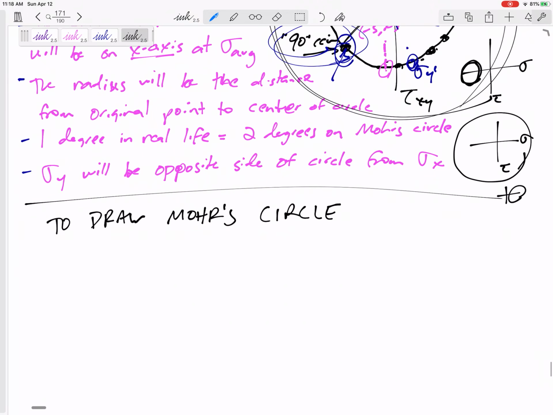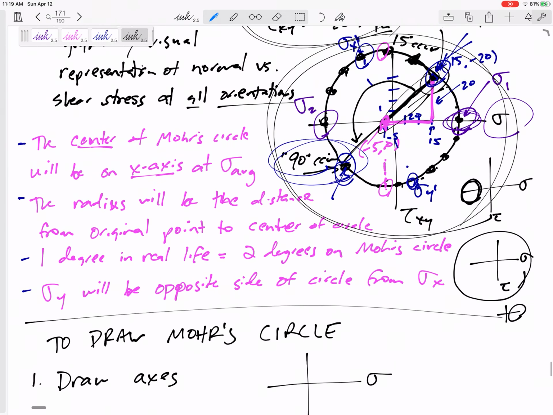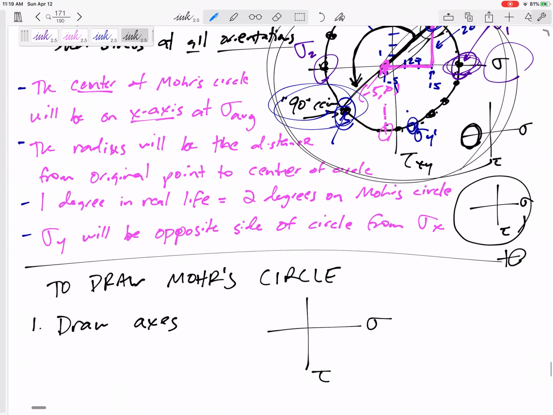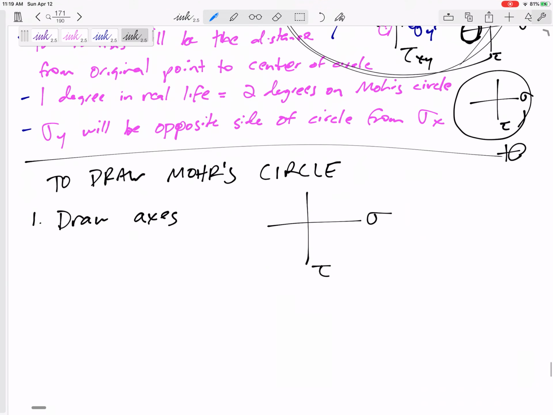All right, so to draw Mohr's circle, this is how I do it. Step 1, draw the axes. And draw sigma positive on the x-axis, and draw tau positive down. We're going to draw tau positive down so that counterclockwise in real life is counterclockwise on the Mohr circle. That's why we draw tau positive down.